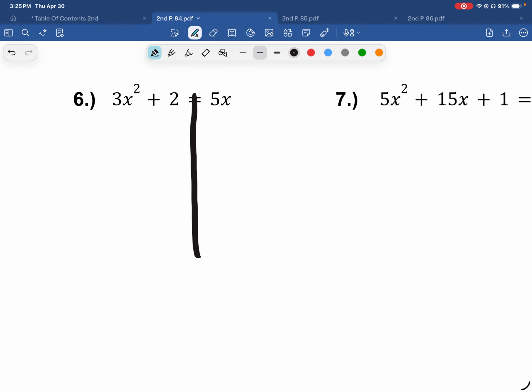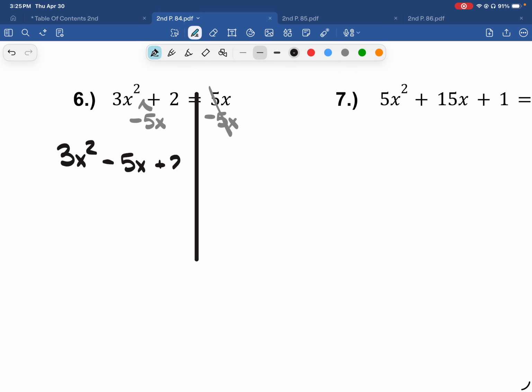Number 6, 3x squared plus 2 equals 5x. Well, I don't want it to equal that 5x, so I'm going to cancel out the 5x by subtracting 5x from both sides. And on the left side, because negative 5x doesn't have anywhere to take away from, I'm just going to squeeze it in the middle and write this as 3x squared minus 5x plus 2 equals 0. Then, now that I've got it in standard form equal to 0, it's time to factor it. We'll use the slide and divide method to rewrite that as x squared minus 5x plus 6 equals 0.